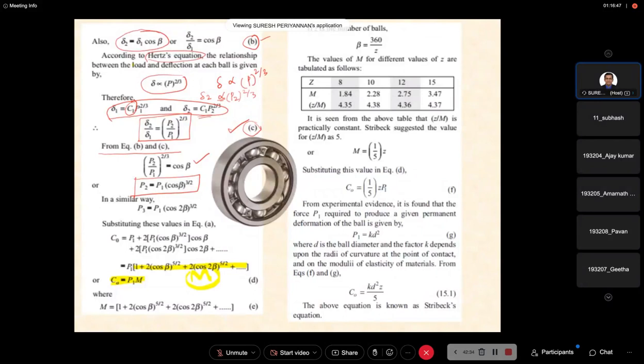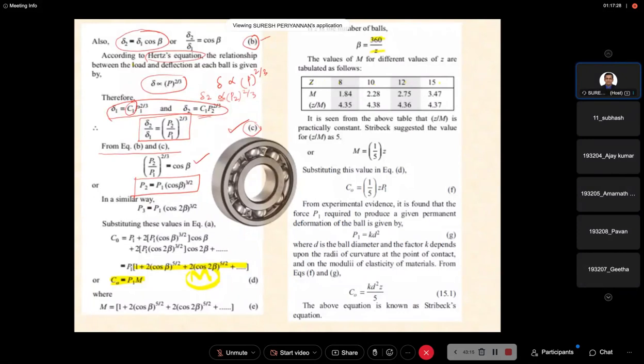Now, how many balls? One assumption is that the balls are equally distributed, equally positioned along the circumference of the bearing. Hence beta is equal to 360 divided by the number of balls. Z is the number of balls: 8, 10, 12, 15. Please listen carefully here. I am taking the number of balls as 8, 10, 12, 15, like that.